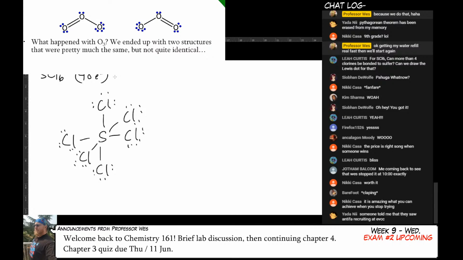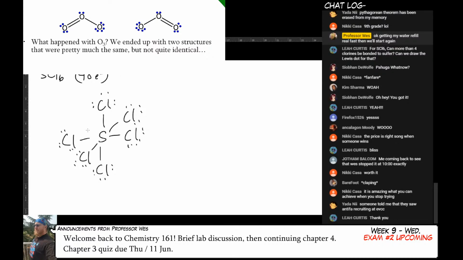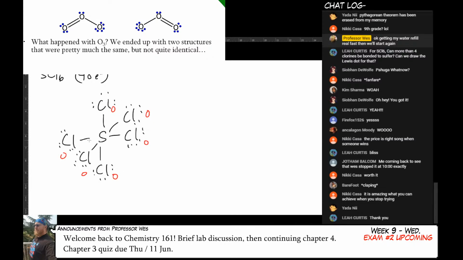Because I can break the octet rule with sulfur, I am allowed to make multiple bonds. And if we do formal charges really quickly, you'll see that all these chlorines are 7 minus 7s. And then the sulfur here is just 6 minus 6, which is 0. And so you're all set.